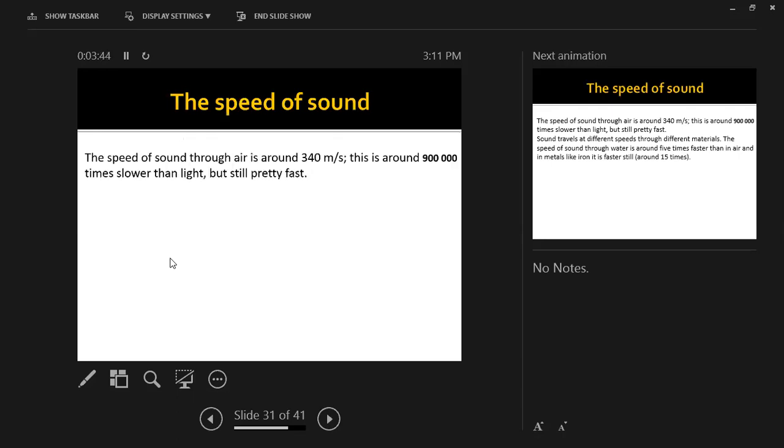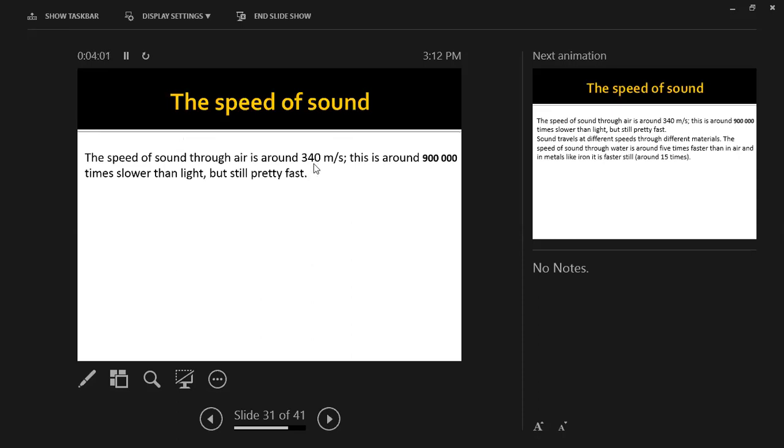So what about the speed of sound? The speed of sound in the air is around 340 meters per second. So this is around 900,000 times slower than light. Remember that the speed of light is 300,000 kilometers per second.